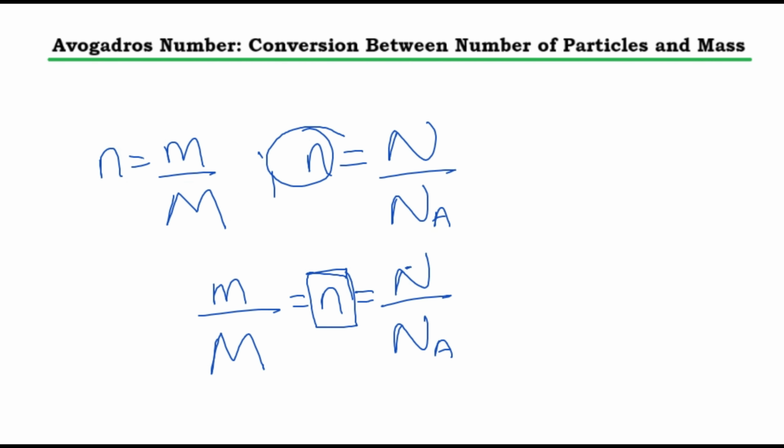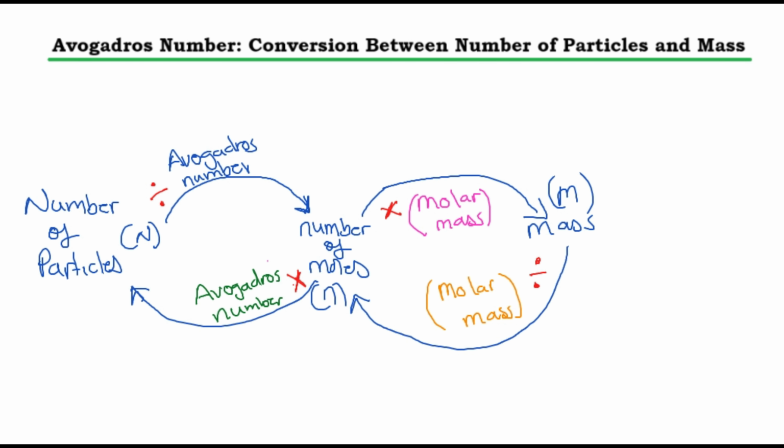So if you want to move from here, number of particles, to the mass, you need to first find the number of moles, then you get to the mass. And vice versa, you have to do the same. Start with the mass, determine the number of moles, then you get to the number of particles. So let's create a gateway between the number of particles and the mass. So here's a gateway that we have created.